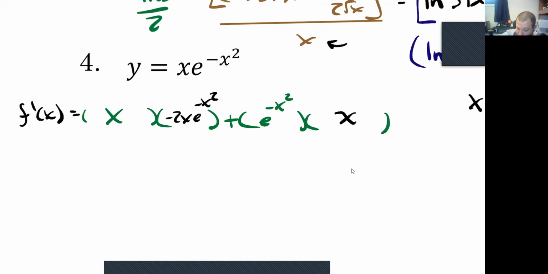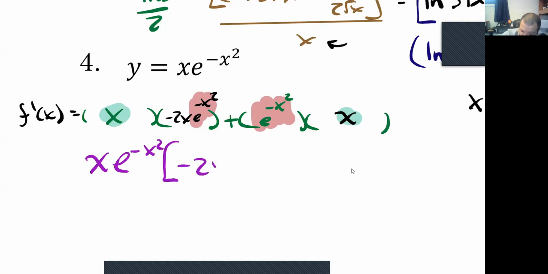We can definitely pull some stuff out of this. There is an x that can be pulled out of everything. There's also an e to the negative x squared that can be pulled out of everything. So if I pull out x e to the negative x squared, I'm left with negative 2x plus 1.